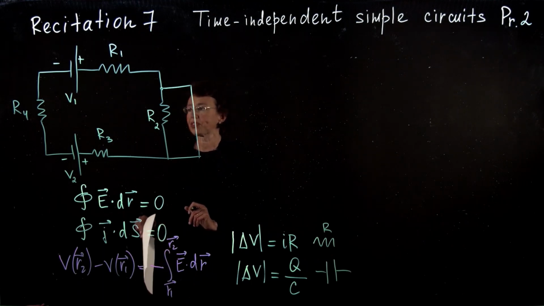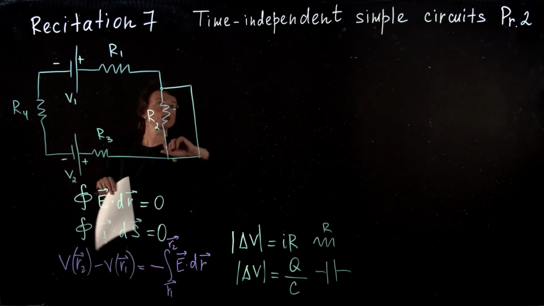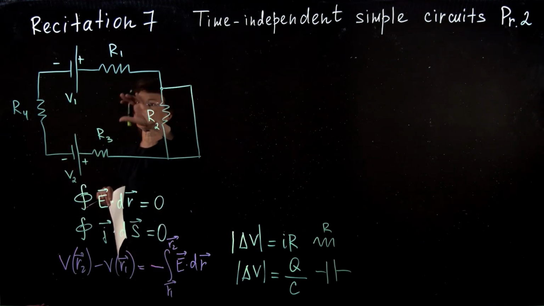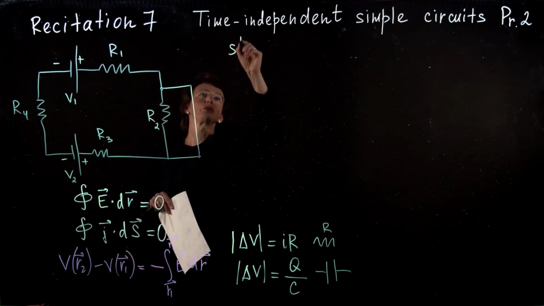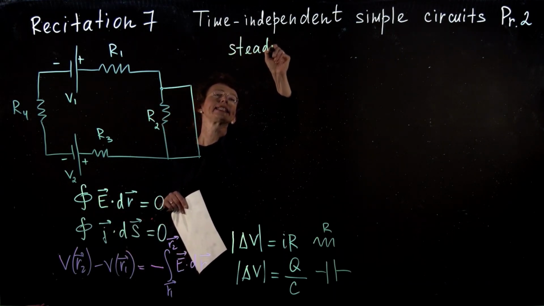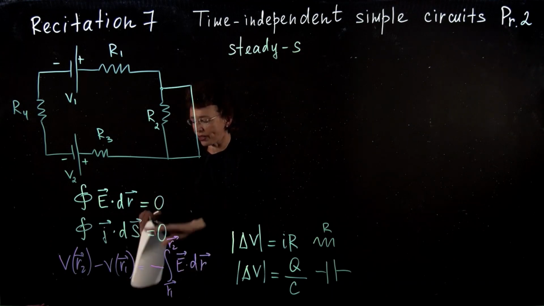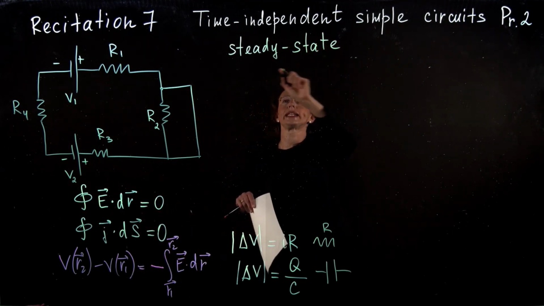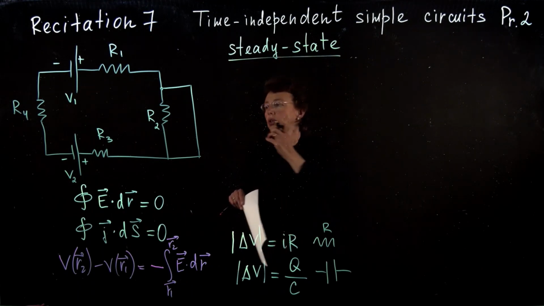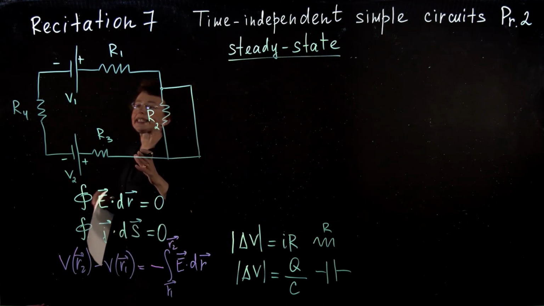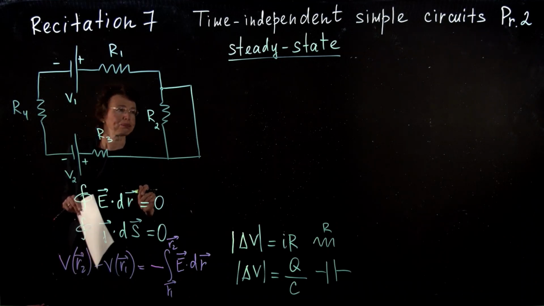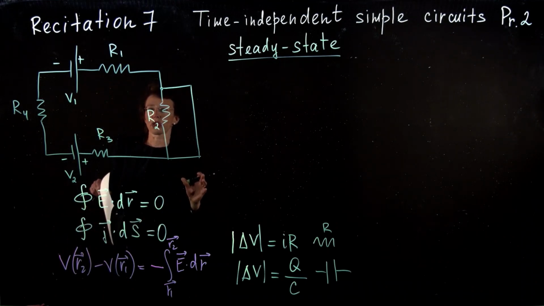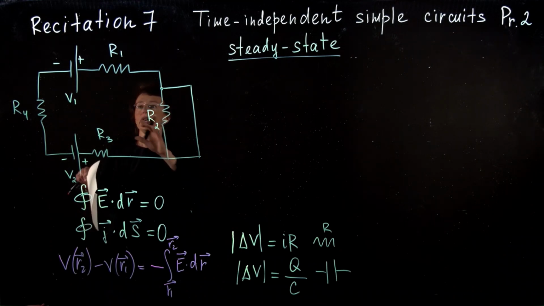So this circuit was put together a long time ago, which means that we consider a steady state situation. That's why these equations work. They work only for a steady state situation, when all currents and current densities do not depend on time. So I need to follow the rules, and we start with some battery.